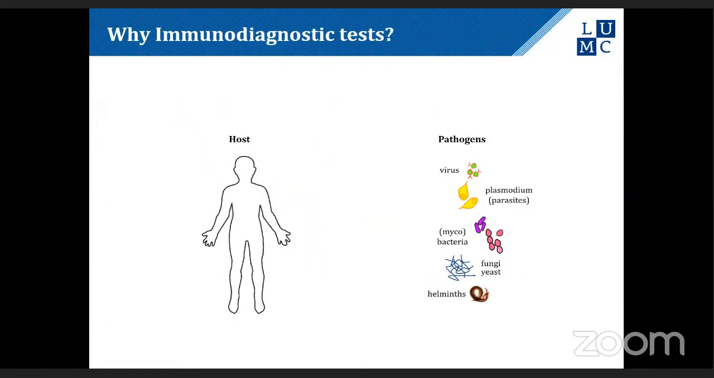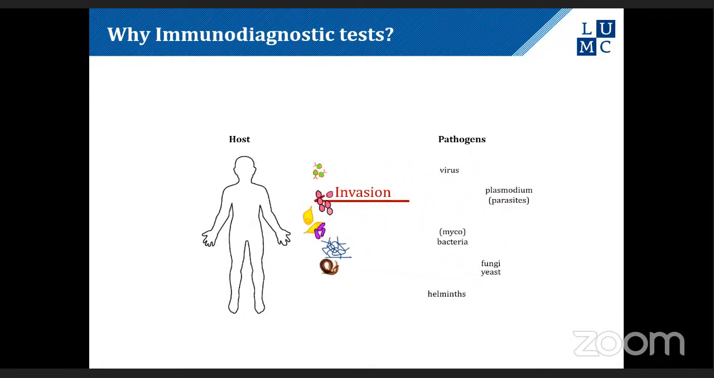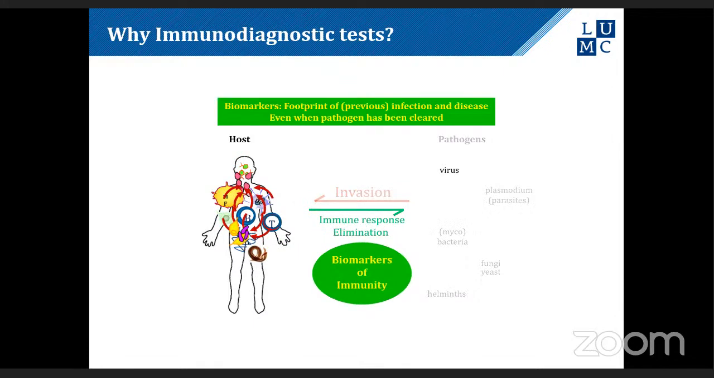So we are doing this at the LUMC through immunology and developing immunodiagnostic tests. So why immunodiagnostic tests? Well, after pathogens invade the host, a lot of cells become activated and they produce all kinds of molecules like cytokines and chemokines. And these are the biomarkers of immunity, and they provide a footprint of infection, either current or previous, and of disease, even when the pathogen is not or no longer present.